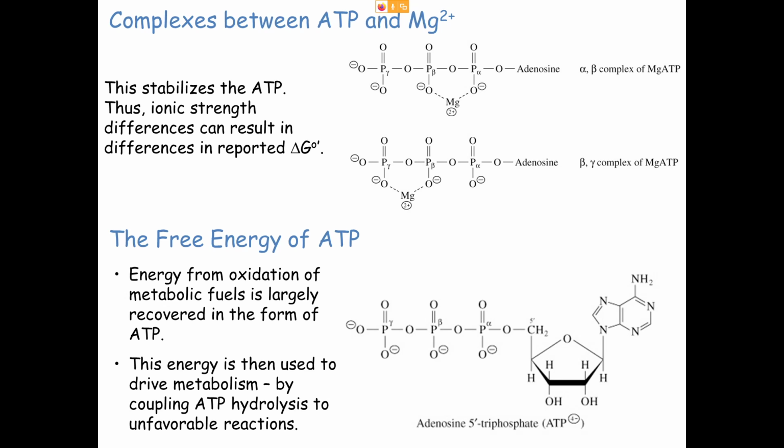Now there's a couple places it could bind. 2 of them are shown. It could bind between the alpha and beta phosphates, shown in the top one. It could bind between the beta and gamma phosphates. It could also bridge the 2 gamma negative oxygens. Right? So there's a third place it could bind. It's not shown in the pictures here.